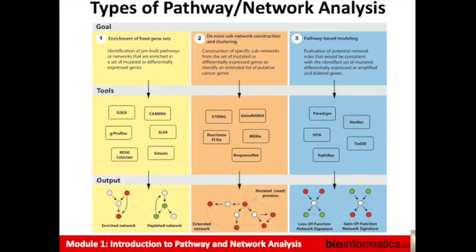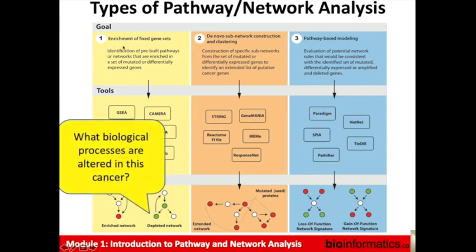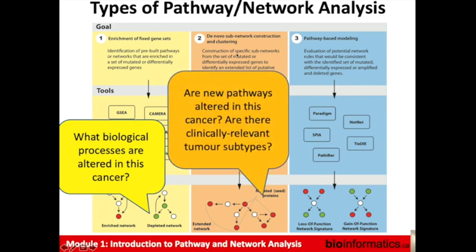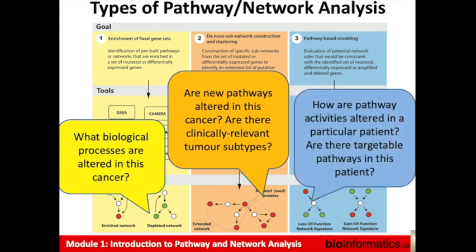There are many types of pathway network analysis, for instance, enrichment of fixed gene sets. So this could answer the question of what biological processes are altered in my sample. De novo subnetwork construction and clustering usually answers questions like what pathways are altered in this sample, and it's not limited to known pathways. It could also identify new pathways. It can also be used to, for instance, identify clinically relevant tumor subtypes. And pathway-based modeling is more advanced and can help identify if there are particular molecules that are important or critical in a pathway given the data that you've collected.